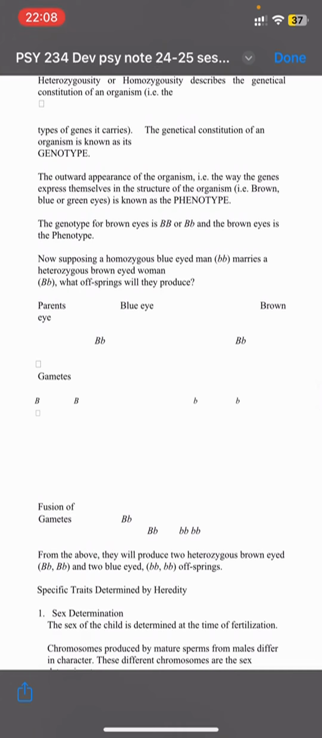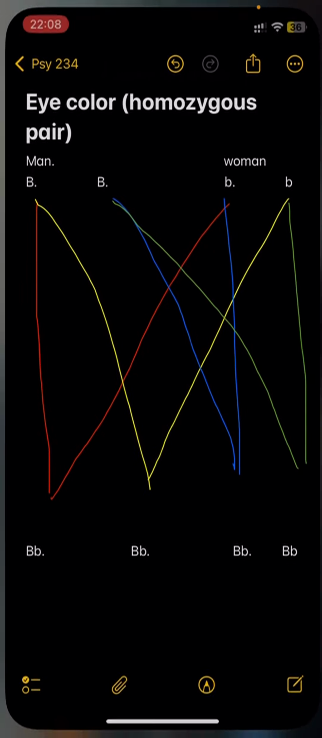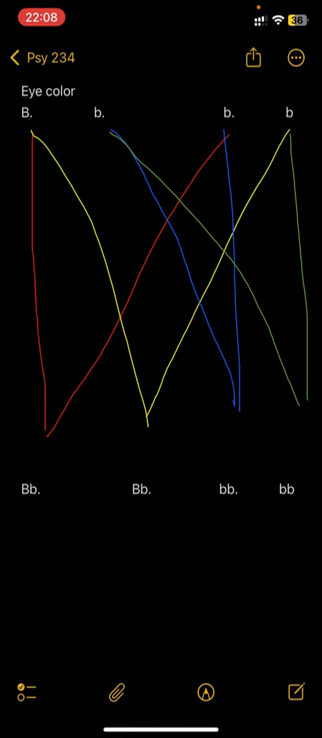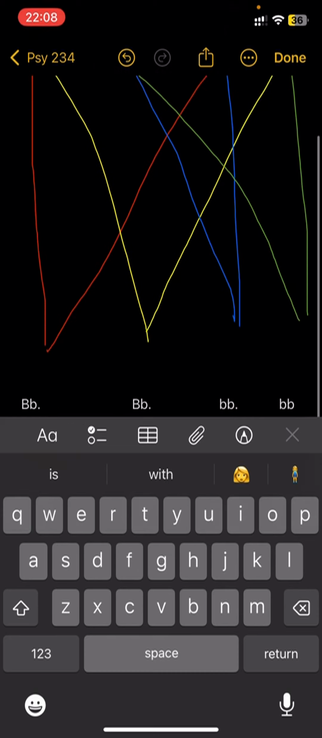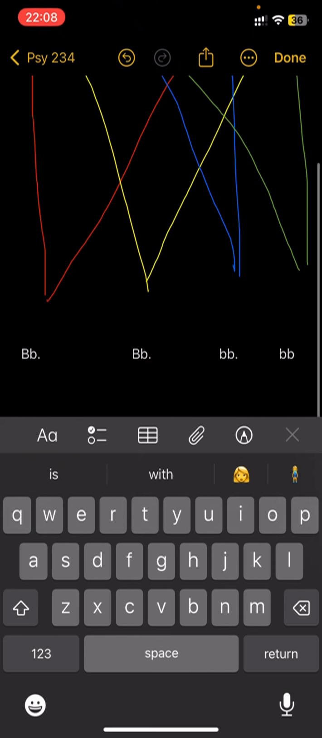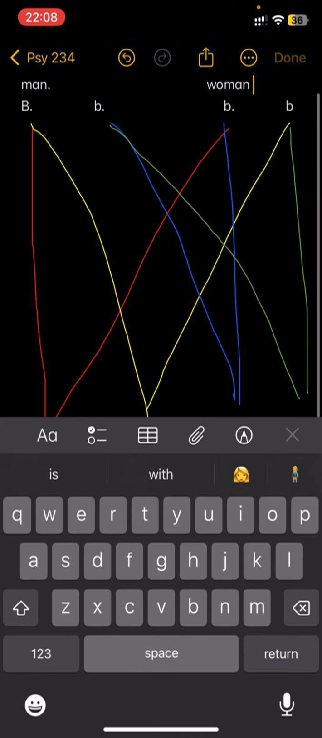Now, supposing a homozygous brown-eyed man, BB, marries a heterozygous brown-eyed woman, what offspring would they produce? I think I made one for that too. So this is the man, and then this is the woman. So the woman is heterozygous. Why is she heterozygous? Because she's not pure brown. She has a recessive trait, which is the blue-eyed gene. Just to save time, I already did the diagram for us.